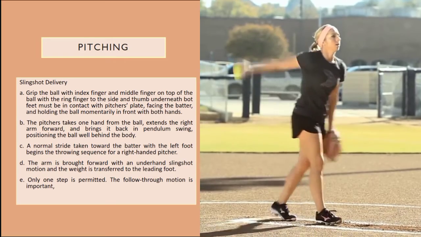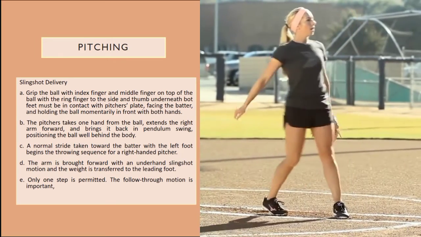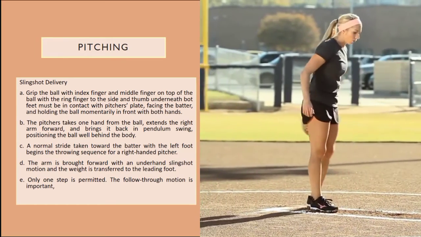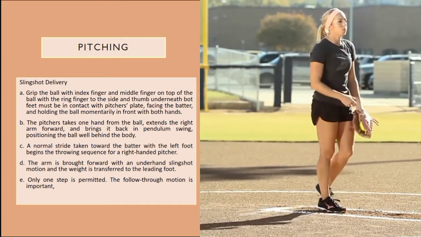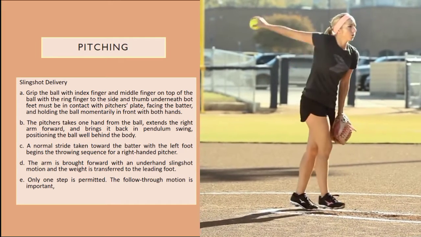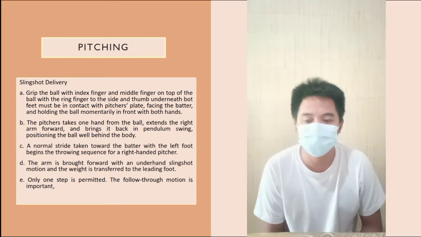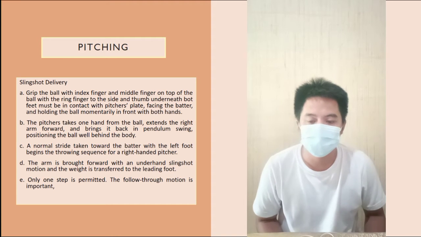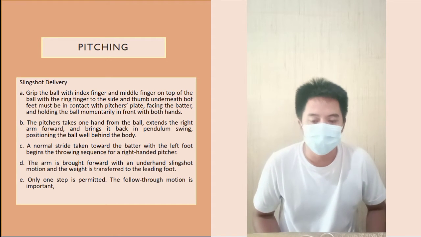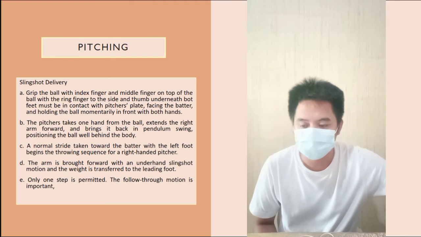A normal stride taken toward the batter with the left foot begins the throwing sequence for a right-handed pitcher. The arm is brought forward with an underhand slingshot motion and the weight is transferred to the leading foot. Only one step is permitted. The follow-through motion is important.